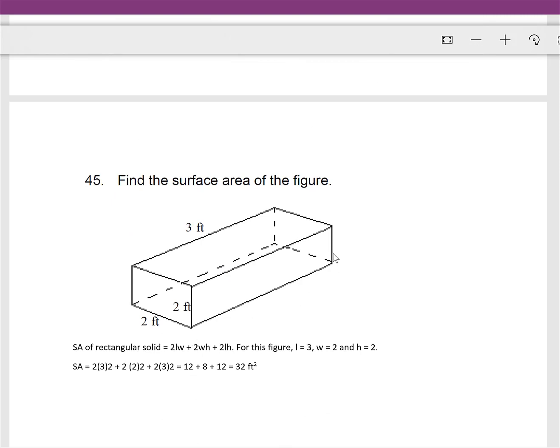And then finally, find the surface area of the figure. And remember, surface area, you have 2 of each side. So there's 2 of this side and this side, 2 of the long sides, and then 2 of the top and the bottom. And if you go ahead and put the values given in the figure in, you come up with a surface area of 32 square feet.